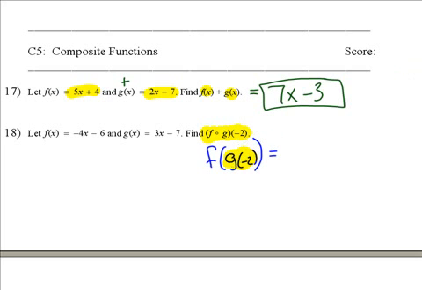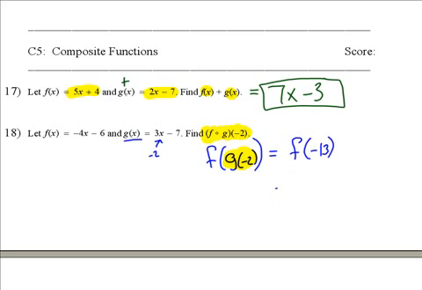So let's find g of negative 2 first. Well, what does that mean? That means to put a negative 2 in for x. So if we go to the g function and put a negative 2 in for x, I get negative 6 minus 7, which is negative 13. So this whole chunk right here is the same as negative 13. So I need f of negative 13.